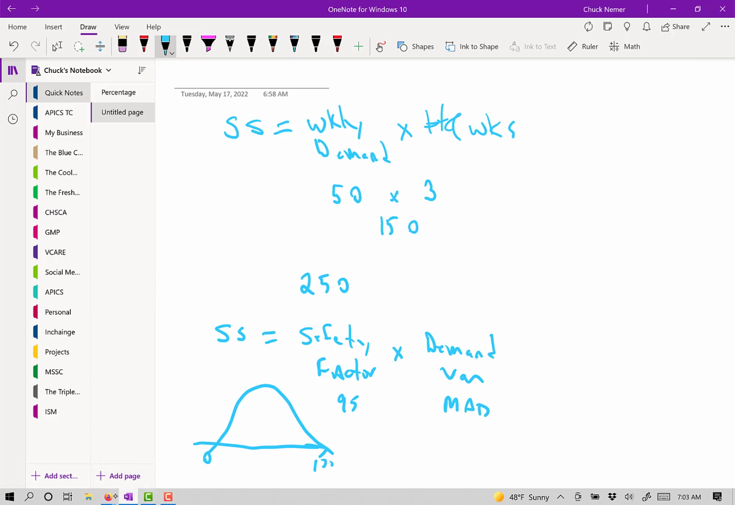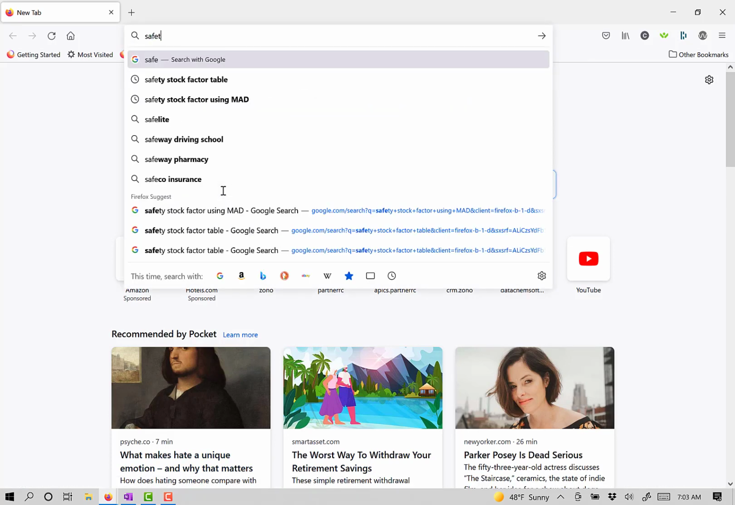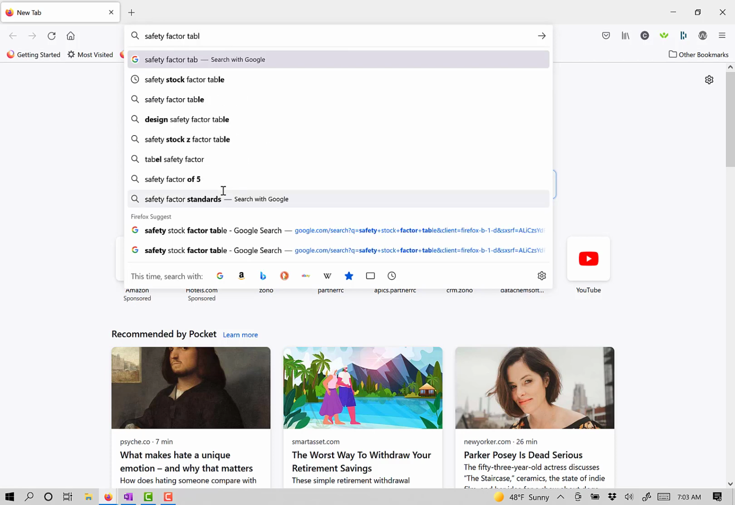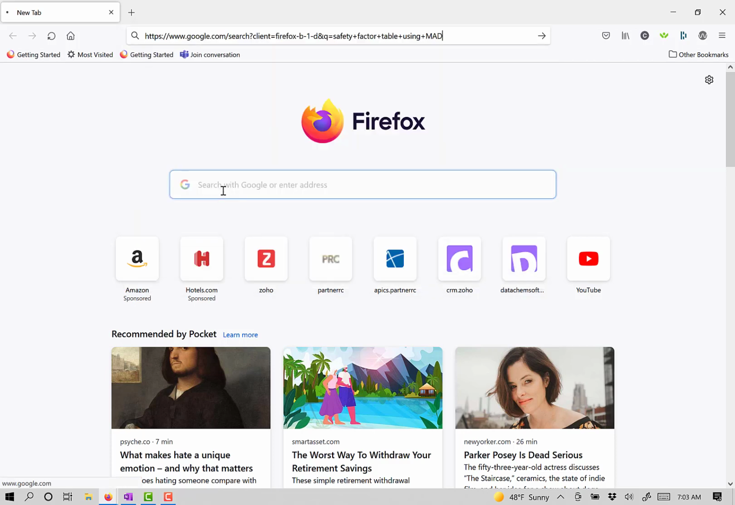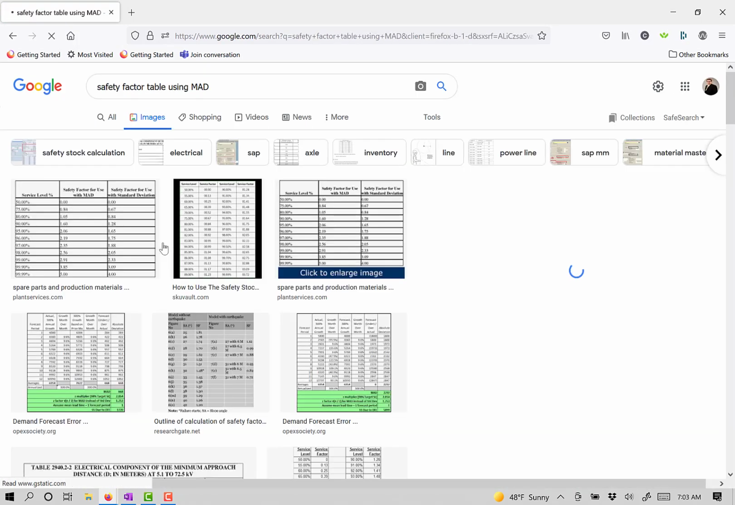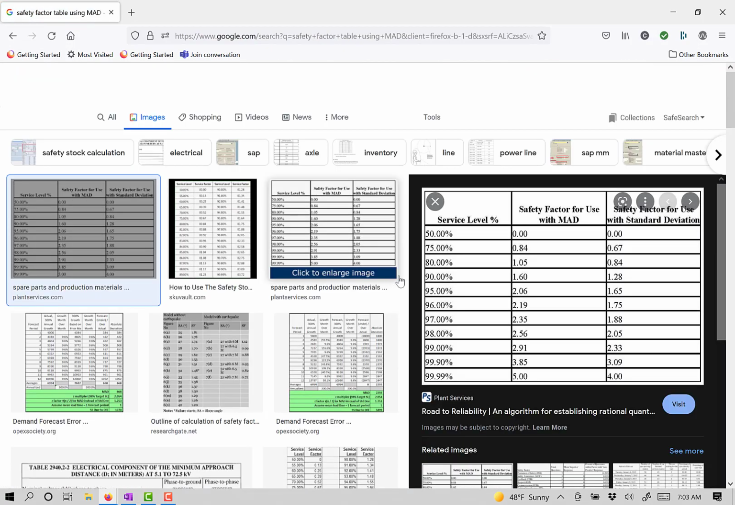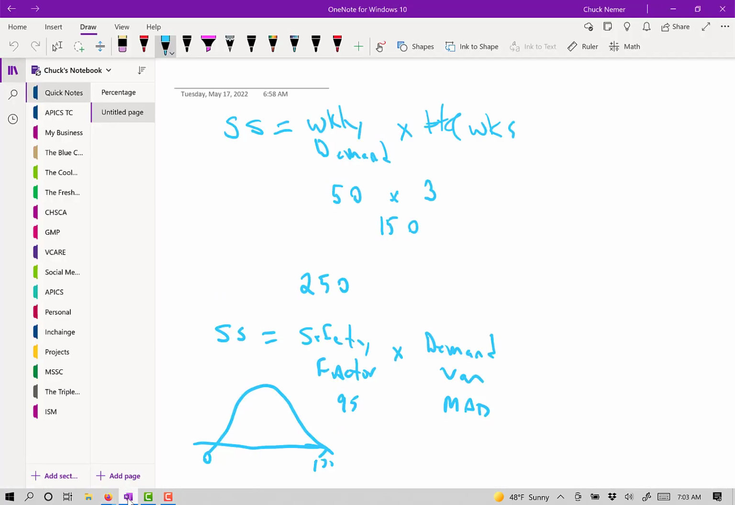So let me jump out to the internet for a second here, and we will type in here so you can see where we get the safety factor from. I'm going to type in safety factor table using MAD, which is mean absolute deviation. And I'm going to click on this table over here on the left and make it a little bit bigger, as you can see it here. So for 95%, it's saying you want to multiply by 2.06. So if I come back here, the math is saying, okay, it's 2.06 times MAD, which we'll calculate.